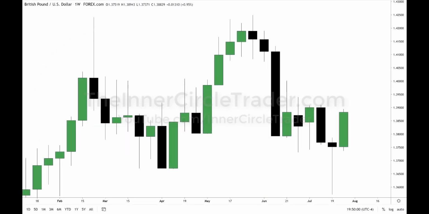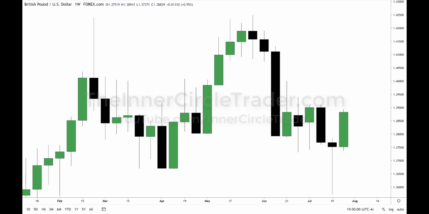Alright, so when we're considering what the large institutions are doing and how to operate and engage in the foreign exchange market, the premise I want to begin my trading with and my analysis with on the weekend is what I think the weekly chart's going to do. And that's what we're showing here.